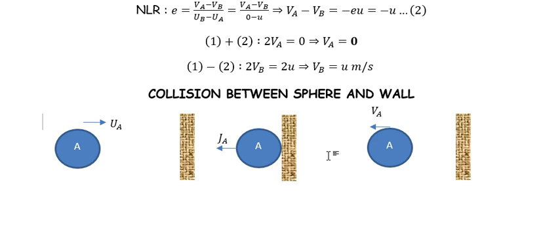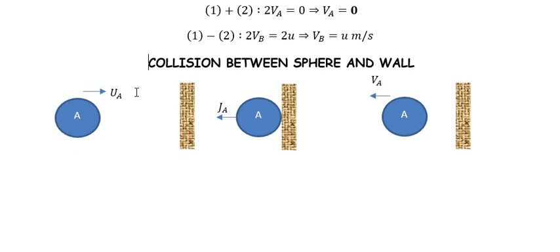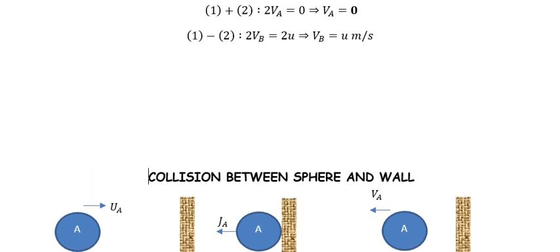Now the coefficient of restitution also exists between the sphere and the wall, and it has its own value. Sometimes it's given to you in the question, sometimes you're asked to find it, maybe using some other information. Let me just take this to the next slide.